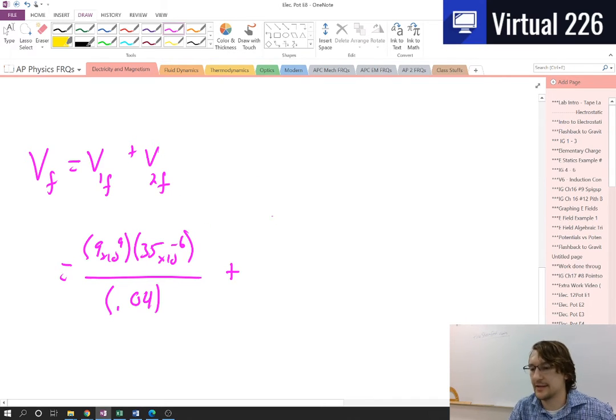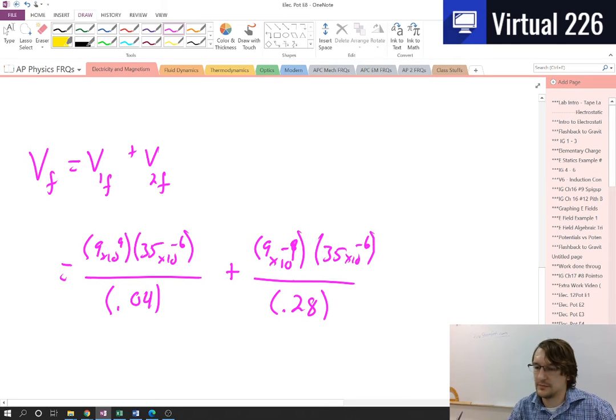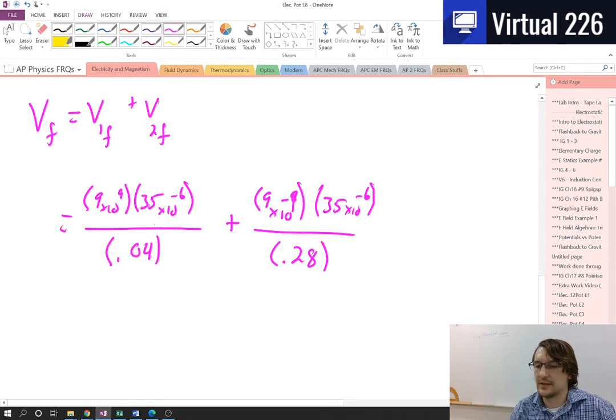Plus the second voltage, which is going to be kq over r, but with a different r. So 9 times 10 to the 9th for k. The q is still the 35 times 10 to the minus 6, because the other charge is identical to the first. And then this time it's divided by 0.28. Okay? This will give us the final voltage at that position in space.